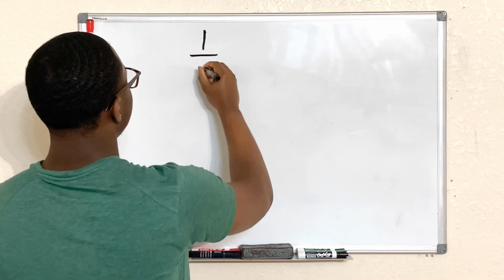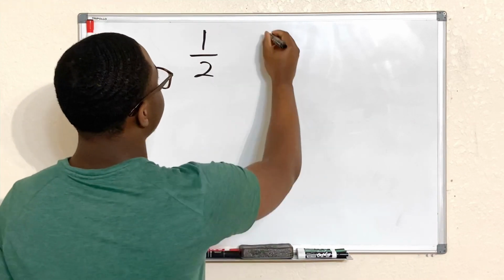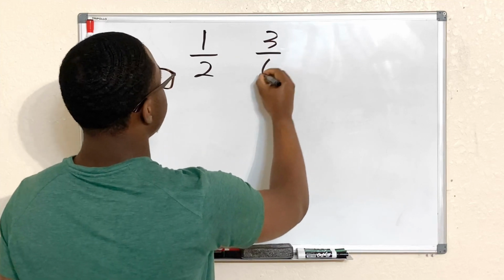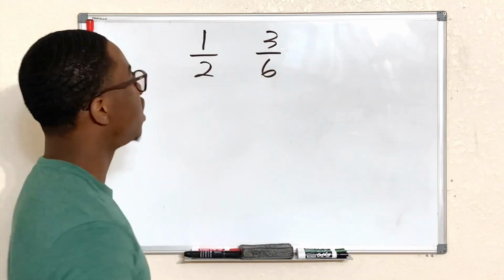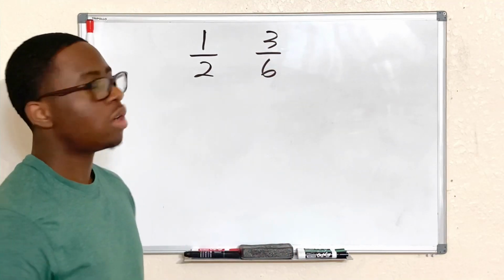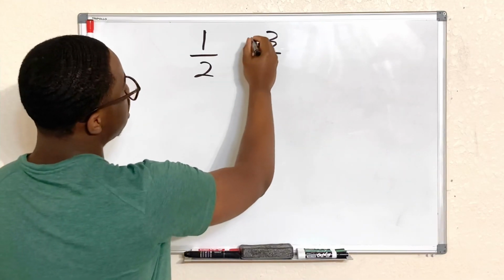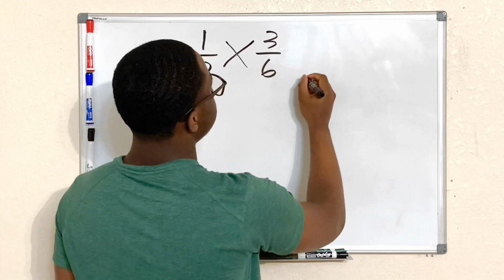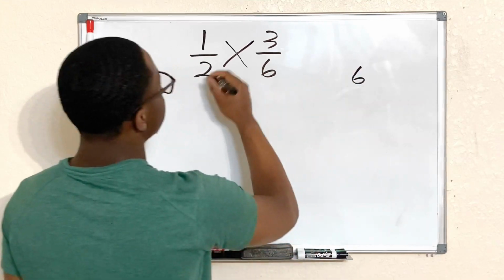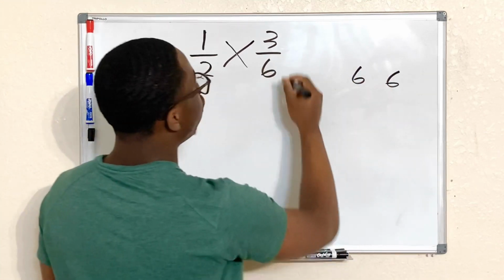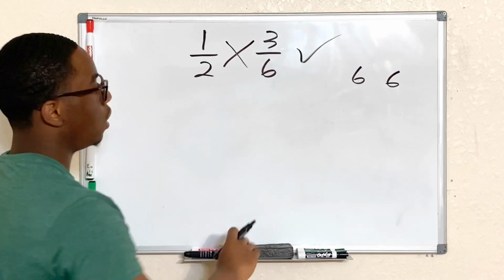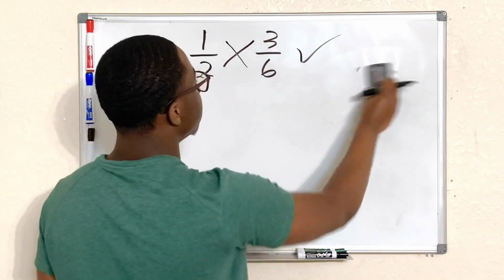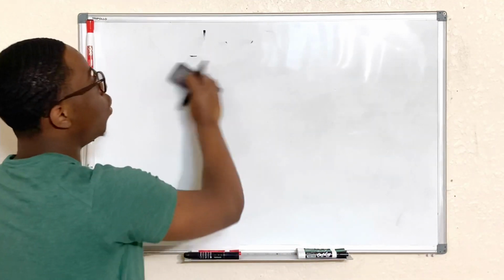Let's say we have 1 over 2 and we have 3 over 6, right? This is proportional because both of them represent half, okay? So if I were to cross multiply, they should give me the same amount. So 1 times 6 is equal to 6 and 2 times 3 is also equal to 6. Therefore, this is proportional.